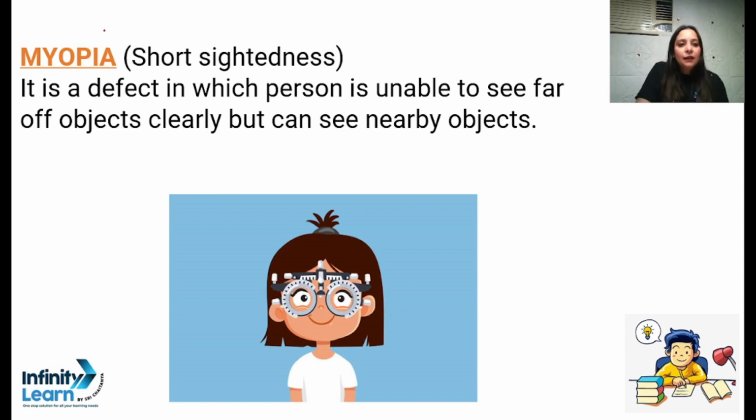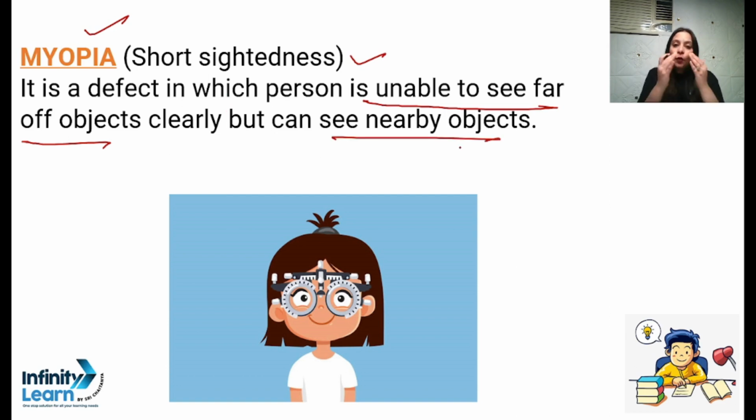So let's discuss the first defect now, myopia. Now what is myopia? The other name for it is short-sightedness. Short-sightedness means a defect in which the person is unable to see far off objects clearly. The person can see nearby objects clearly but cannot see far off objects clearly. It's not that he cannot see far off. He can see, but the image formed is not clear, it's blurred.